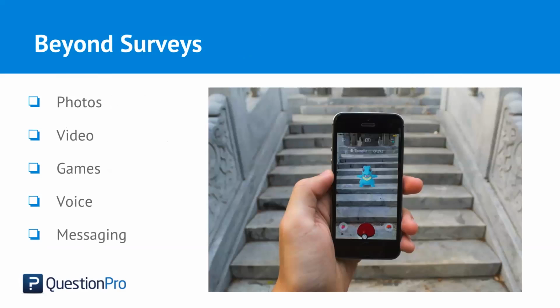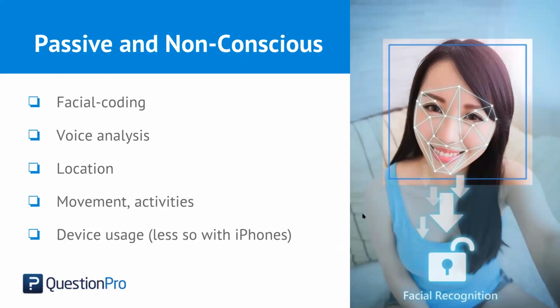We can go beyond surveys, and this is a nice example of augmented reality where you can see things in addition to what is already there. So photos, video, games, voice, messaging, all of these things are really taking off in a big way. But also, so is non-conscious, so facial coding. There are people now who have got tools where you get people to collect the selfie, they're talking to the phone, and you can do analysis.